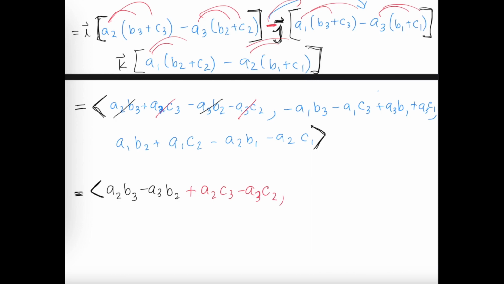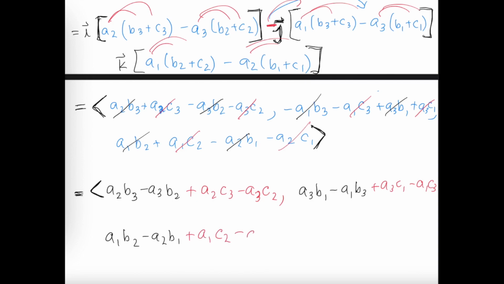So let's rearrange these other terms. We have A3B1 minus A1B3, and then we have A3C1 minus A1C3. And then for our third component we have A1B2, so let's cross that off, minus A2B1, and then A1C2 minus A2C1.